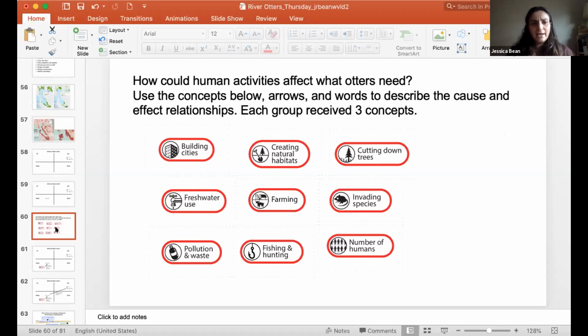And I want you to try to connect using arrows and words and describe the cause and effect relationships. When we build cities, which parts of those otter needs are affected?